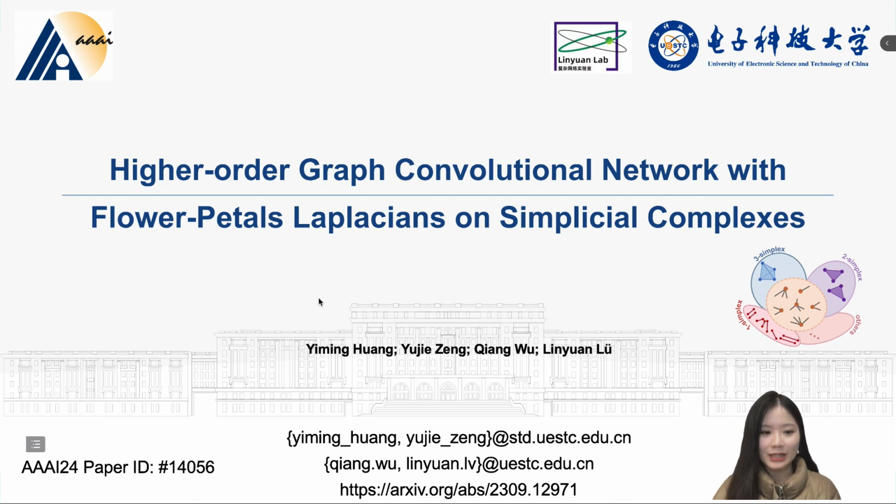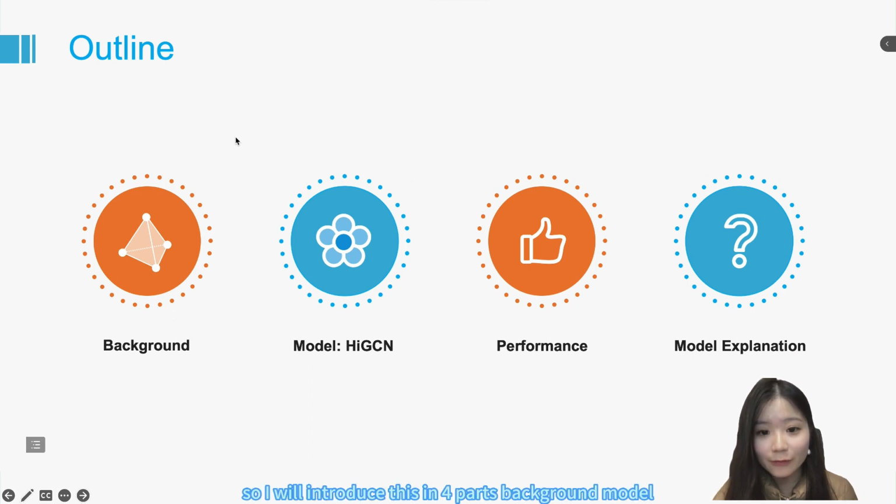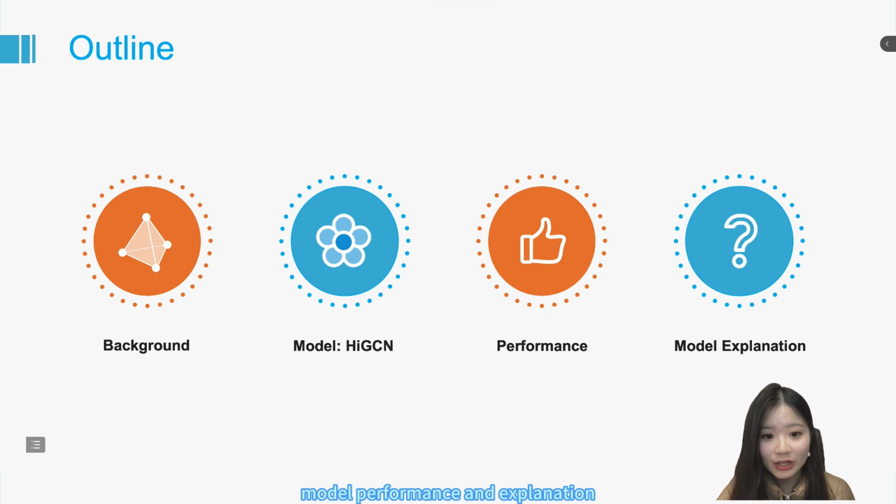Hi, this is a presentation of higher-order graph convolutional network with Flower-Petals Laplacians on Simplicial complex. This paper has been accepted by AAAI 2024. I will introduce this in 4 parts: background, model, performance, and explanation.